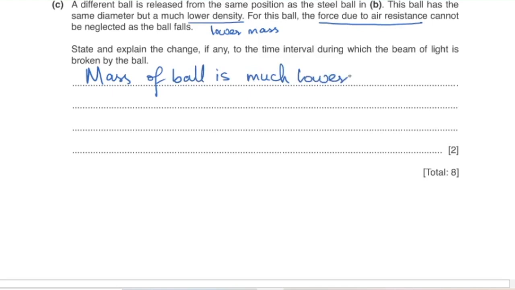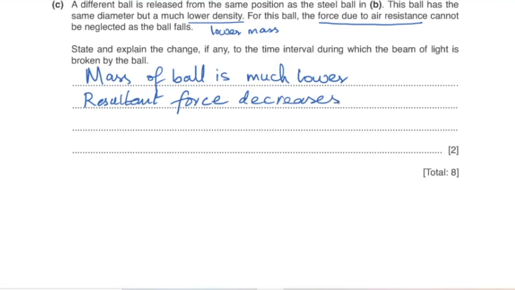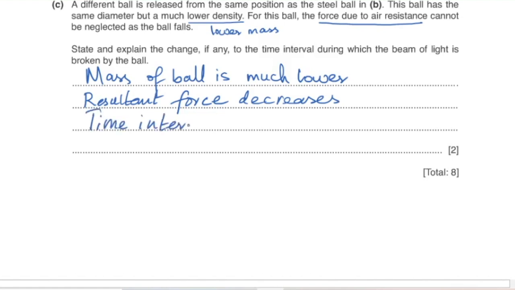Now when air resistance has come into action, they're not neglecting force due to air resistance in this part. The resultant force due to weight and air resistance both decreases. So we can write that resultant force decreases, and according to the formula, force is equals to change in momentum divided by time taken. When the resultant force decreases, time interval to get through the light beam increases. So we can write that time interval increases.